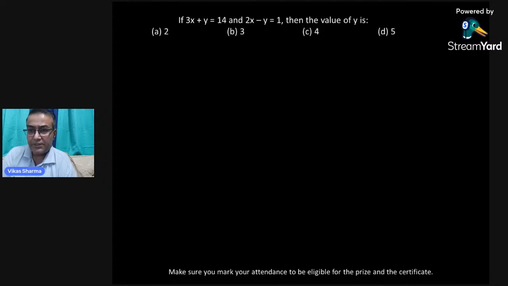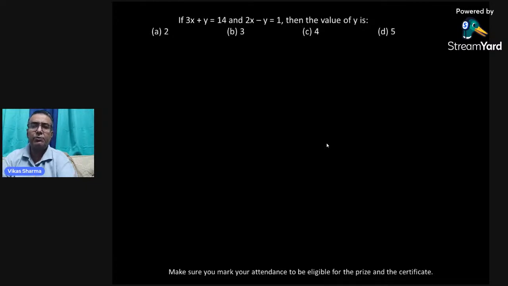And Bhishmesh says that the answer is H. Which one? H is not an option, Bhishmesh. What do you mean by H? Option D. Okay, so he says that the value of y should be equal to 5. So let's see if 5 is the correct answer or not.